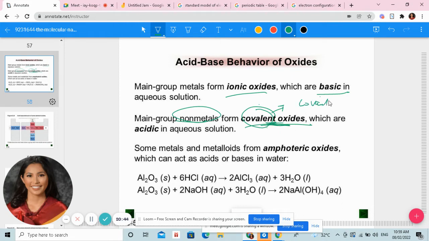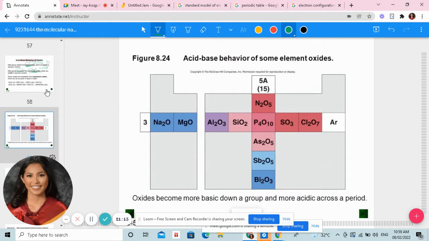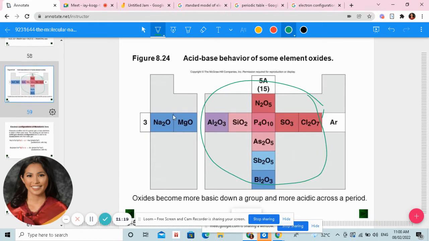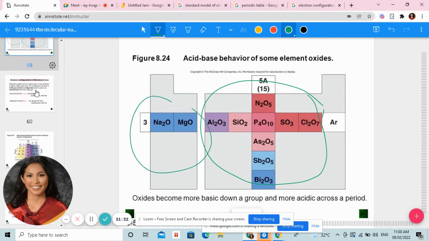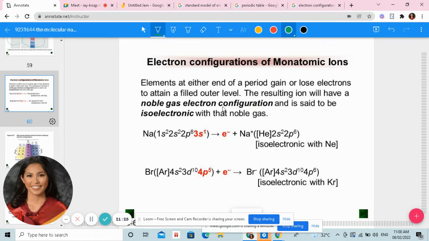Covalent bonding is when we have non-metals combining with non-metals. We have ionic oxides when metals, like Mg or potassium, combine with non-metal oxygen, so they are called ionic. Metals with non-metals form ionic oxides; non-metals with non-metals form covalent oxides. As we can see here, they are acidic. Here they are basic.